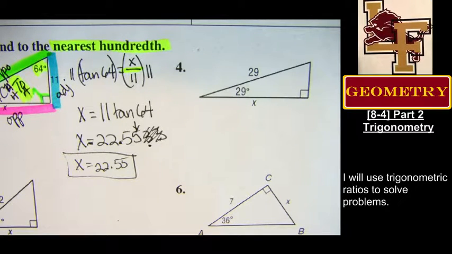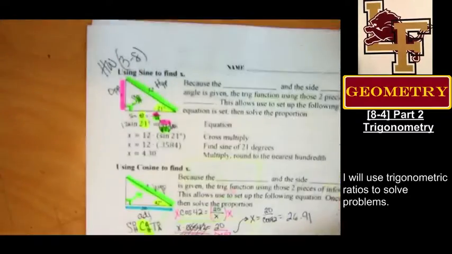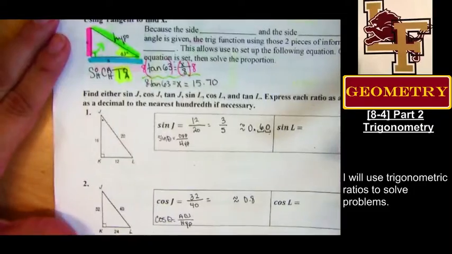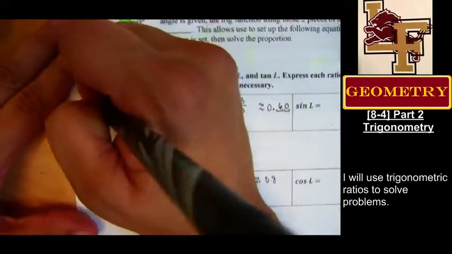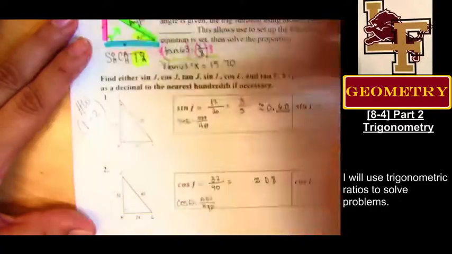We're trying to find a side length. I haven't gotten there yet. All right. Where are my notes for? Here it is. All right. So that was these examples in your notes. All right, looking at these. These two will help you with homework questions 1 and 2.